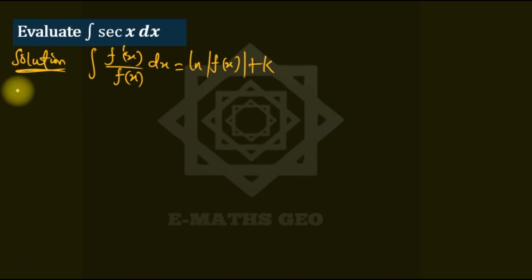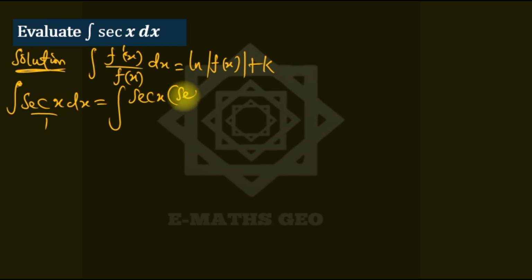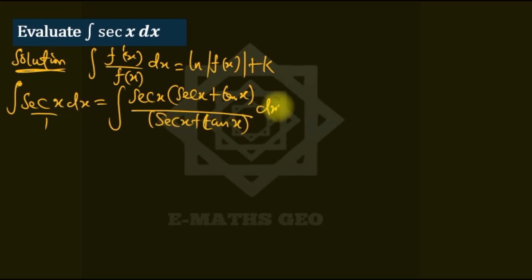So let's solve. We have integral of sec x dx. Let's do something. This is over 1. So let's multiply the numerator by sec x plus tan x. So I've multiplied the numerator by that. So we still have to multiply the denominator by sec x plus tan x. So we are still correct. Check. If we cancel, we'll still get back.